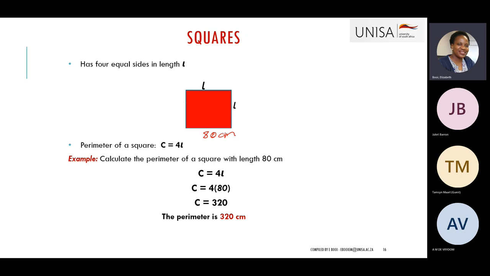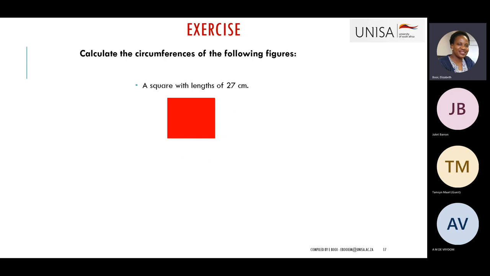Easy, right? I'm tempted to say also do this exercise. Should be quick and easy. Calculate the perimeter of a square with 27 centimeters.